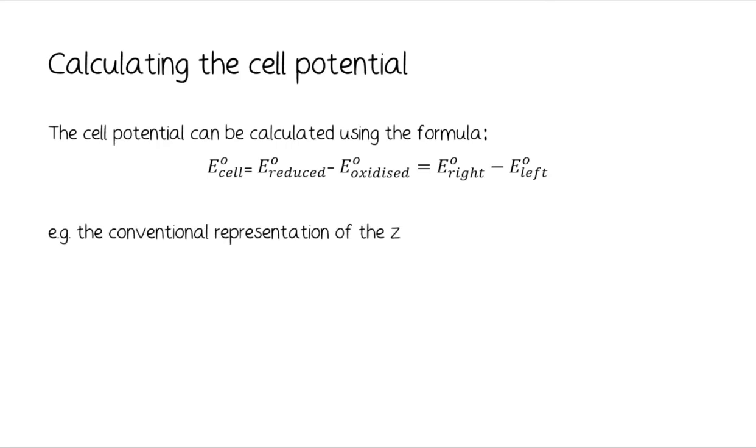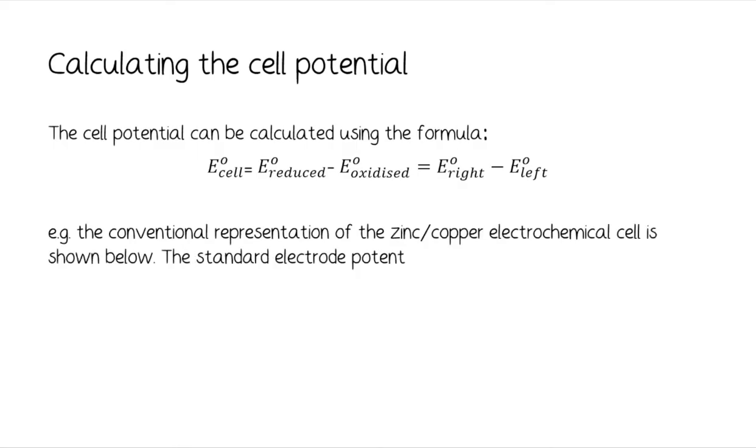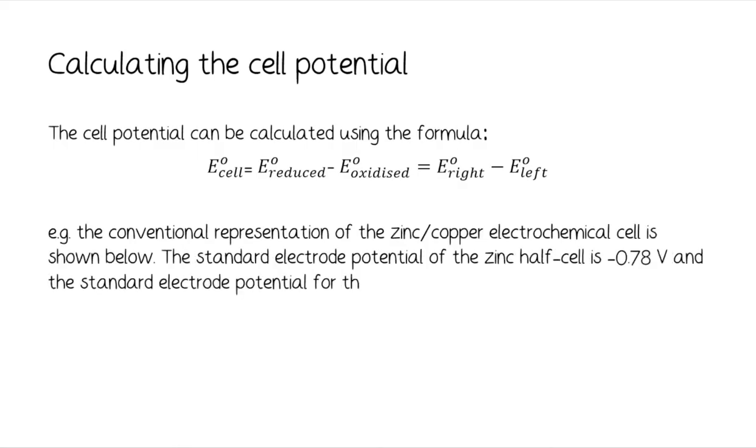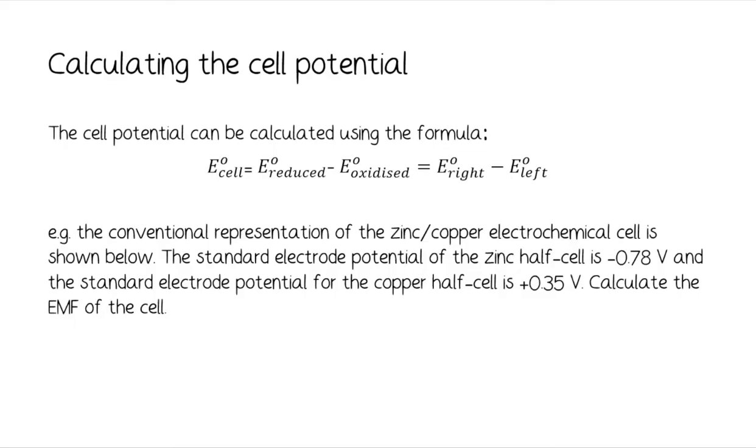The conventional representation of the zinc-copper electrochemical cell is shown below. The standard electrode potential of the zinc half cell is minus 0.78 volts, and the standard electrode potential of the copper half cell is plus 0.35 volts. Calculate the EMF of the cell. I'll let you guys just give this a shot, and then once you're done, just press play.